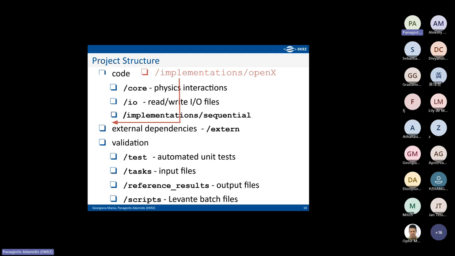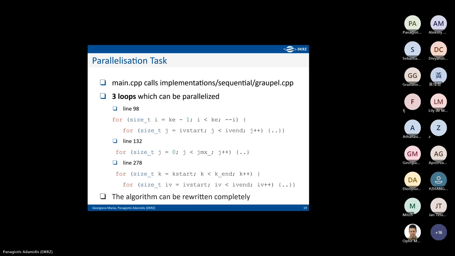There's also another folder called reference results, which contains the output files associated with the input ones. You can use this to compare your results against a reference file and see if the code is still correct after the optimizations that you performed. And also the scripts folder, which at the moment, I think, contains only the batch file to submit the job to a Levante CPU node. You will also need a Levante GPU submitter once you have the code, plus some more scripts that you will need to write in order to compile your codes with whatever combination of compilers and flags you want.